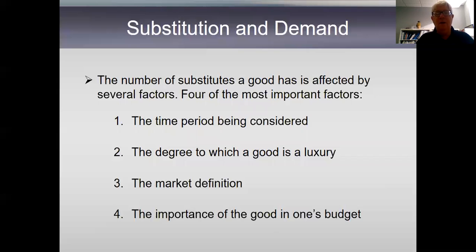Now, beyond substitutions, there's a number of other factors that we need to consider. First of all, the time period. Is it a short period of time or a long period of time that we're looking at? Then the degree to which a good is a luxury as opposed to a normal good. How do we define the market?